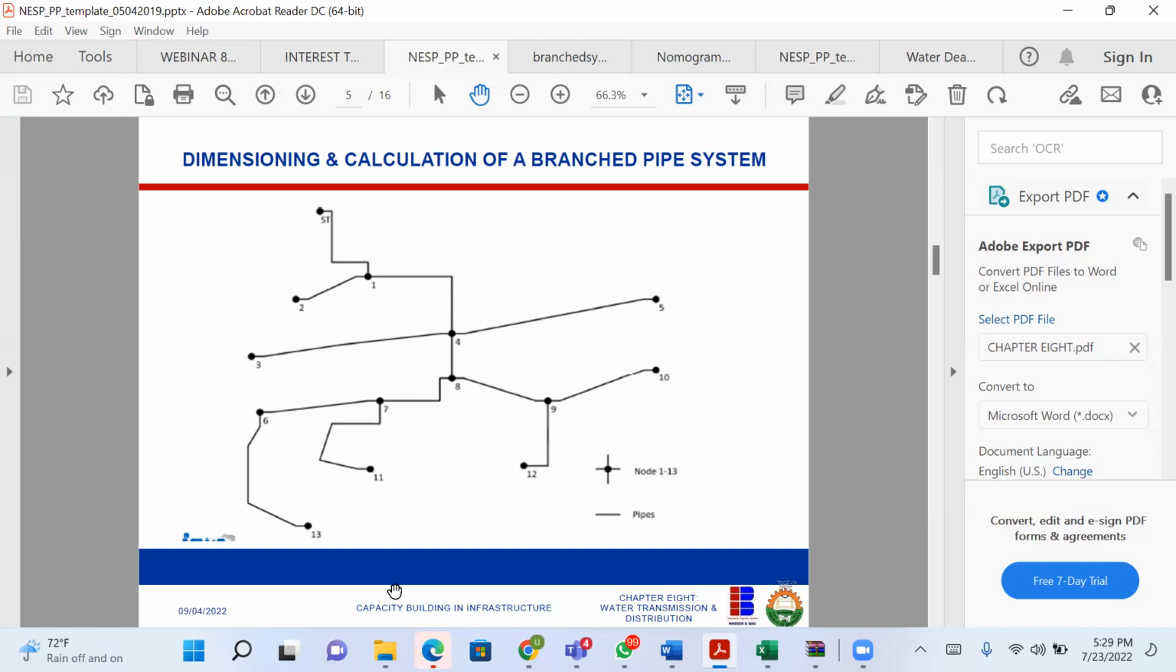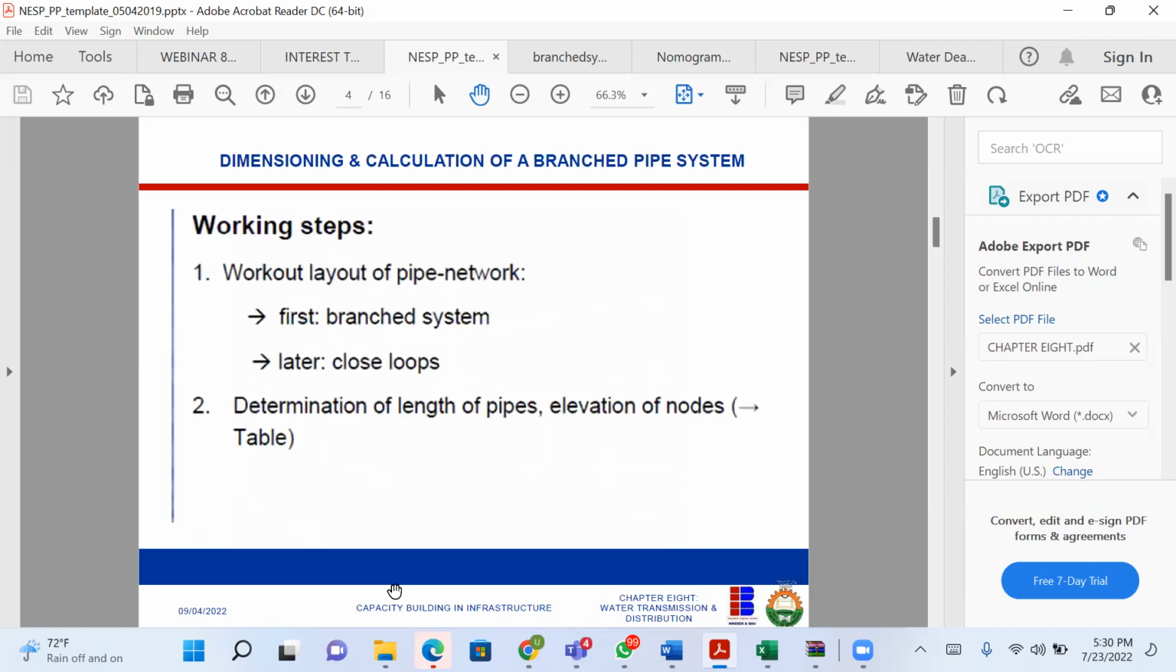It's branching off. The loop system has an advantage. The branch system has an advantage. There are many of them. They have their pros and their cons. But the branch system is easy to calculate. But the disadvantage is that at the end of the day, you have dead ends that sometimes you might need to put a washout valve. But let's not go there yet. Let's do the real thing.